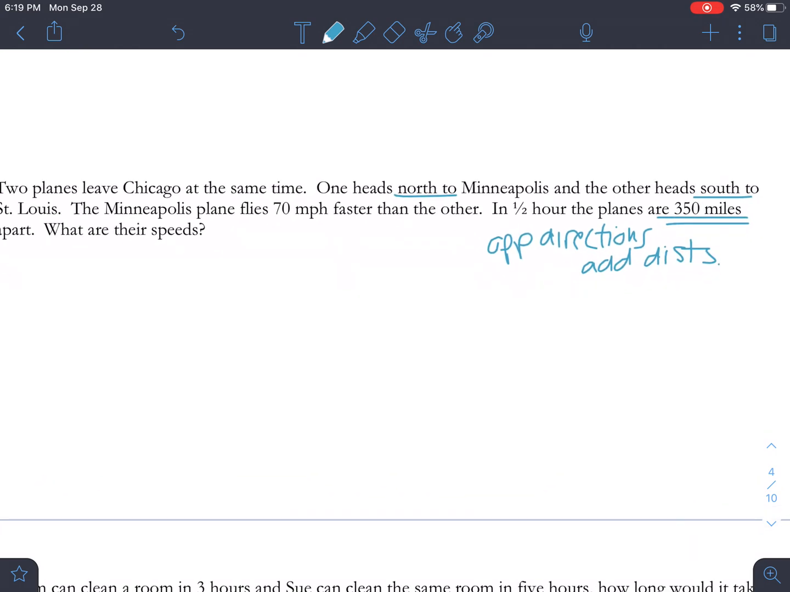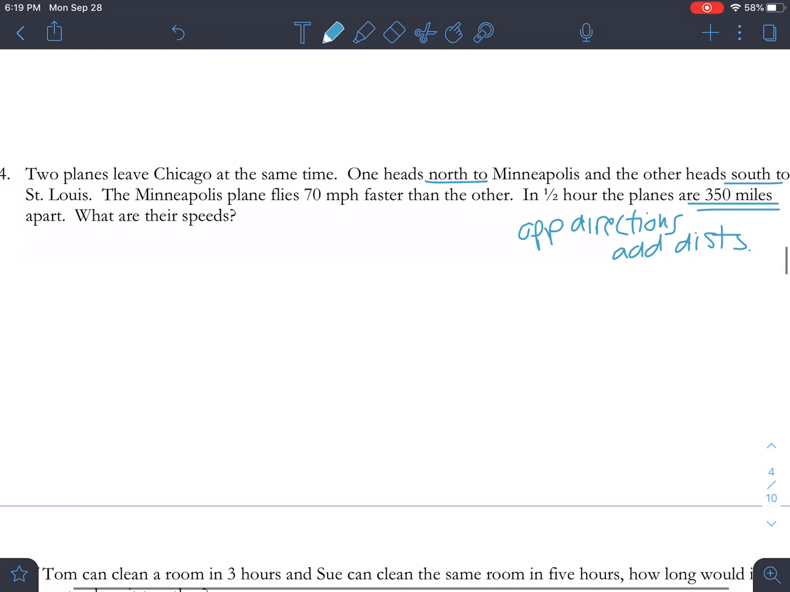Okay, now it says, what else? We've got one going to St. Louis. The Minneapolis plane flies 70 miles per hour faster. In 1/2 hour, the planes are 350 miles apart. What are their speeds? Okay, which we would also know as rates. So let's try this out here.